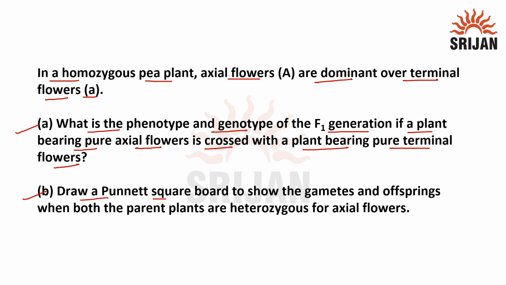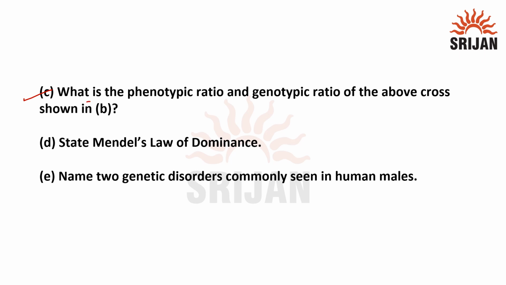B. Draw a Punnett square board to show the gametes and offsprings when both the parent plants are heterozygous for axial flowers. C. What is the phenotypic ratio and genotypic ratio of the above cross shown in B? D. State Mendel's law of dominance. E. Name two genetic disorders commonly seen in human males.